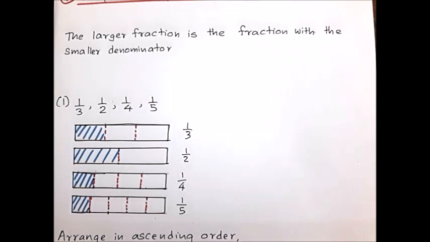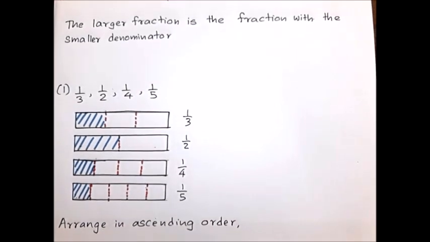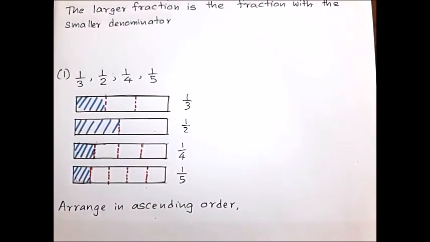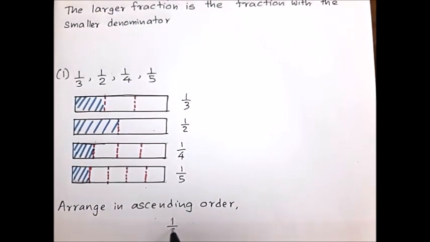Now think, which figure has the highest shaded part? This one has the highest shaded part. This one has the smallest shaded part. So this is the largest fraction and this one is the smallest fraction. Now I am going to write this in ascending order. Start from the smallest one. It is 1 over 5. Then you can see here 1 over 4 is greater than 1 over 5. This shaded part is greater than this one. So the next one is 1 over 4. Next one, 1 over 3, and the largest one is half.